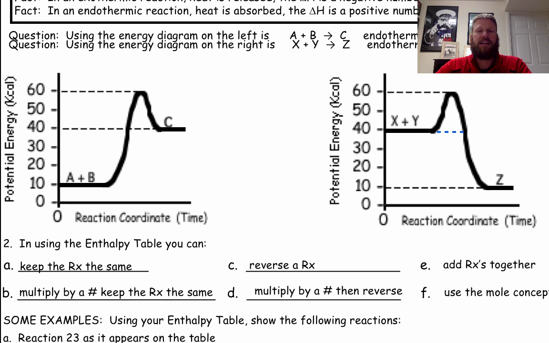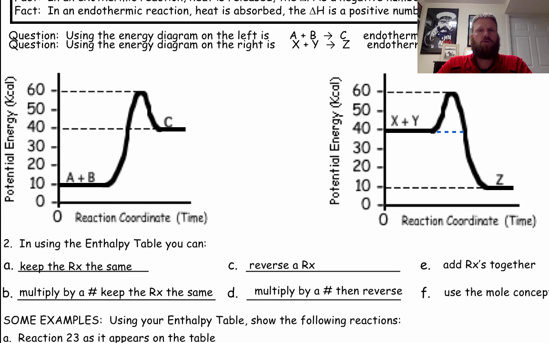First off, let's identify the general characteristics of these diagrams. Notice that each starts with the reactants, which have a certain amount of energy. Then there is a hill or a peak before finally ending with the products, which also have a certain amount of energy. We need to talk about the peak in these energy diagrams.